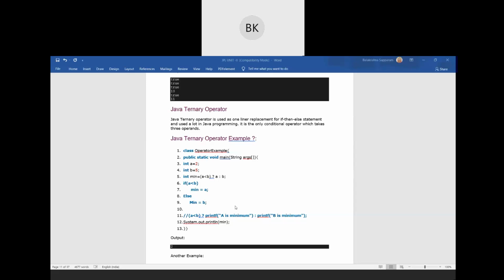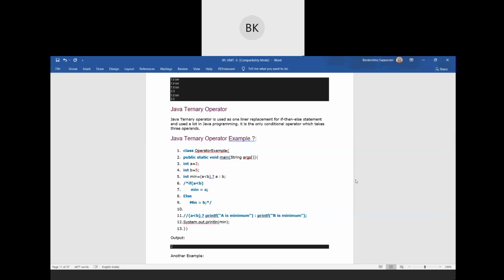Always, the second statement is the false statement and the first statement is the true statement. That is the concept. Without using an if else statement, how can you write the minimum of two numbers? No need of if else. By using the ternary operator, we have to solve it. Okay, that is about the ternary operator.